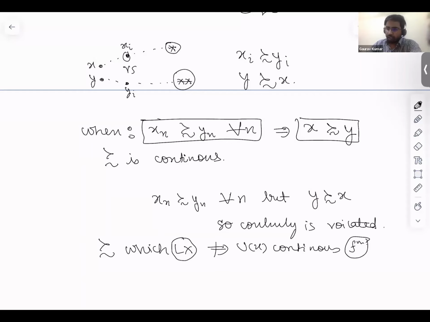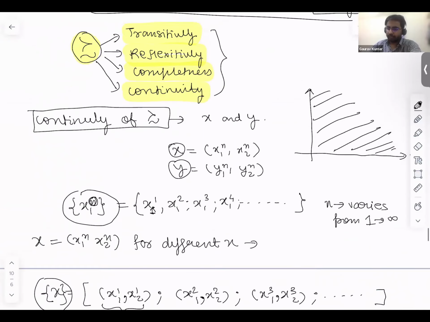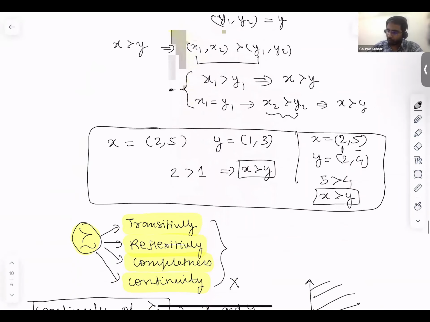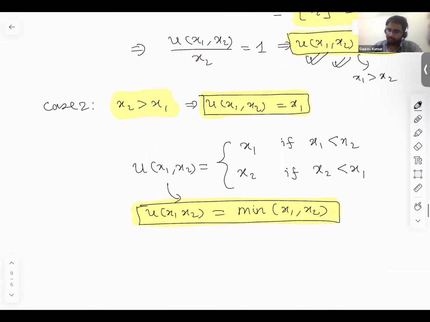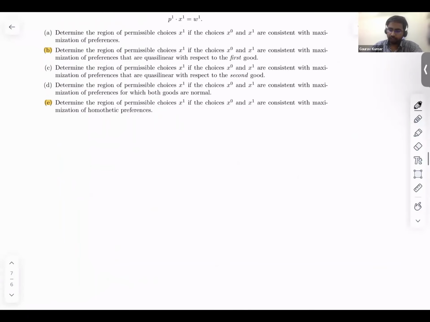Okay. So this is an important question in the sense that it captures an important property. Lexicographic preferences are not continuous, and that is why they can't be represented by a utility function. For a continuous representation by a utility function, you need all these four to hold. If any of these four doesn't hold, you can't have a utility representation. Before moving on to the question that is left, I can discuss one of the parts. I'll encourage you to do the rest.